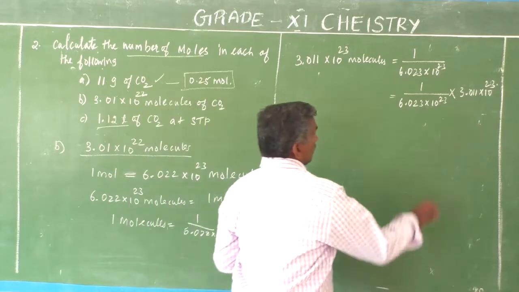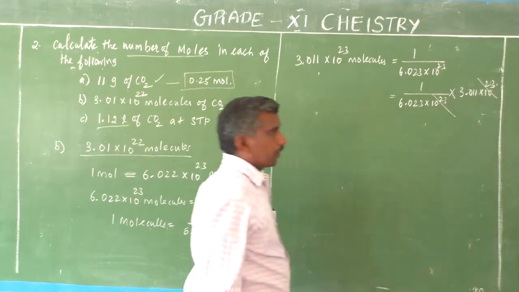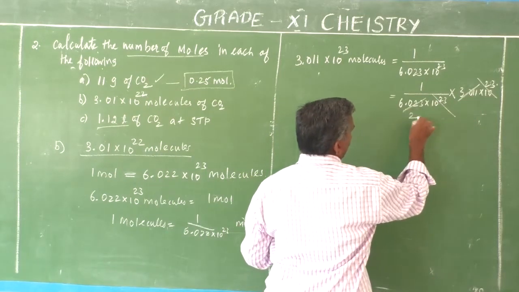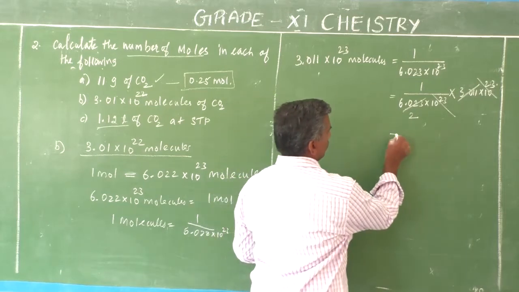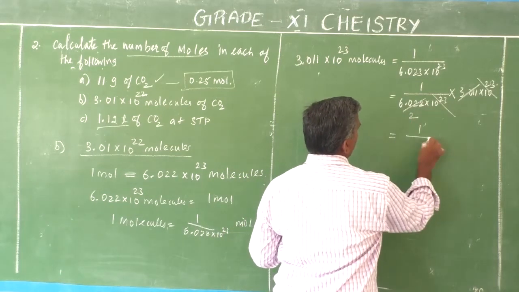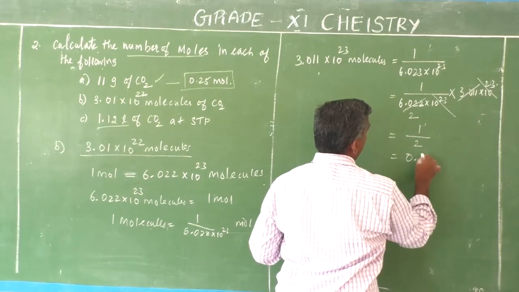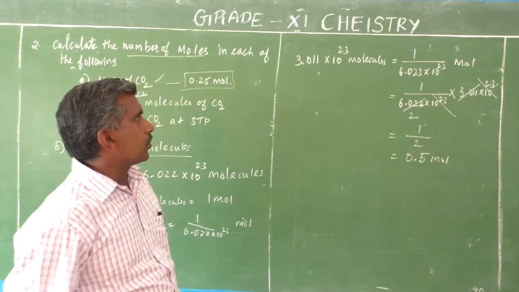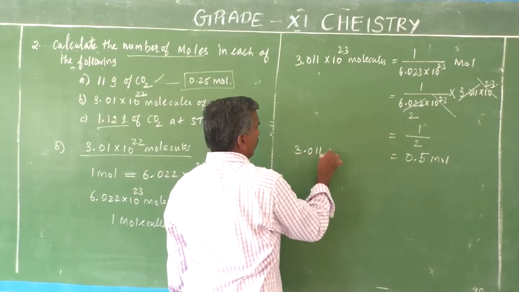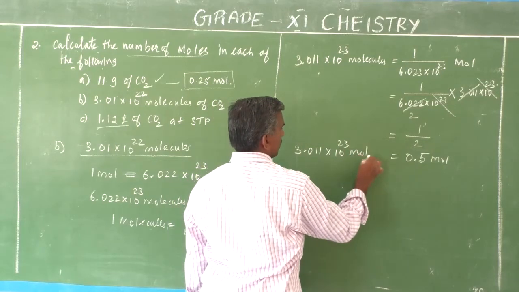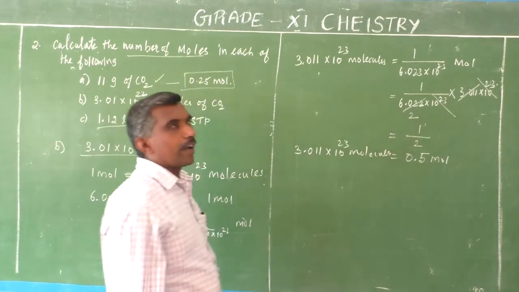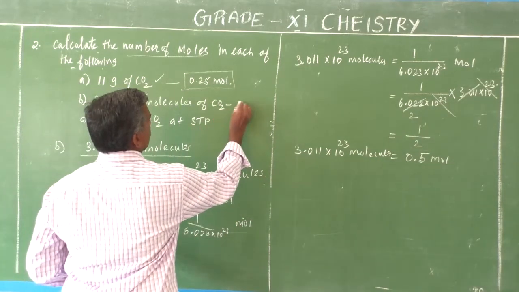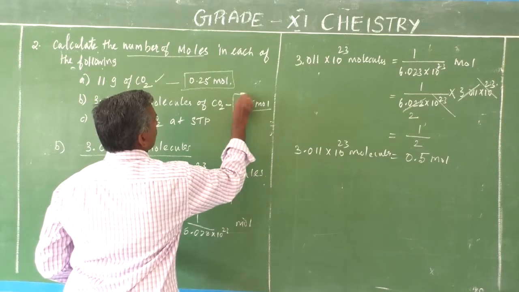Now this 10 power 23 and 10 power 23 cancel. 3.011 by 6.022 is 1 by 2. That is 0.5 mole. So 3.011 into 10 power 23 molecules contain 0.5 moles. So what is the answer? 0.5 mole. This is the answer.